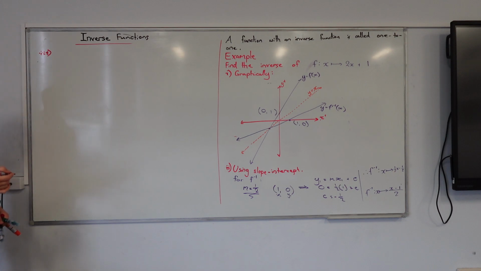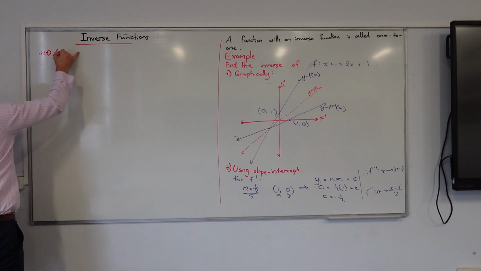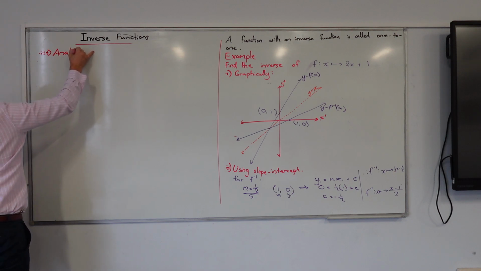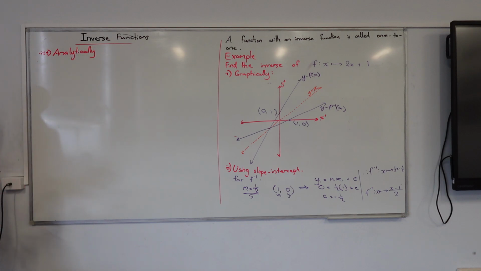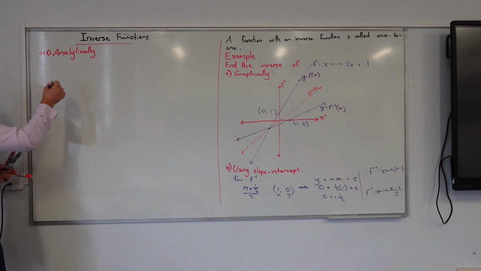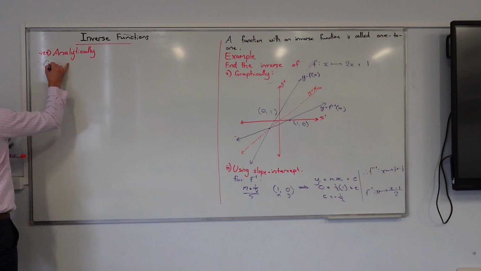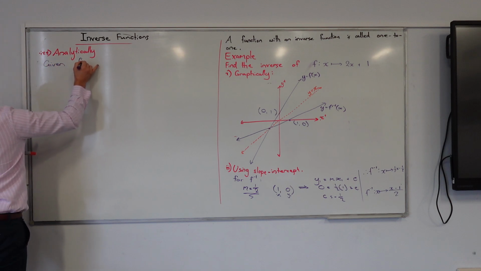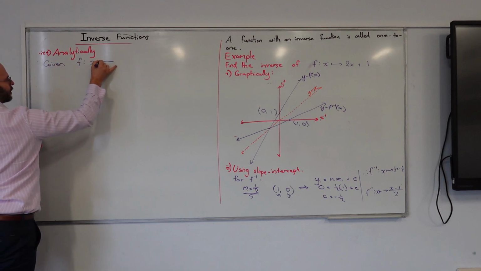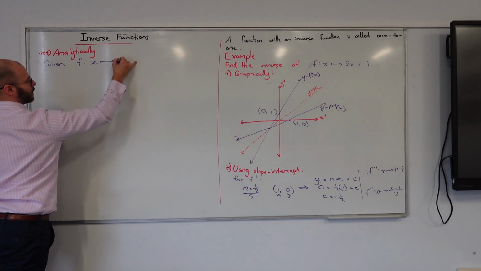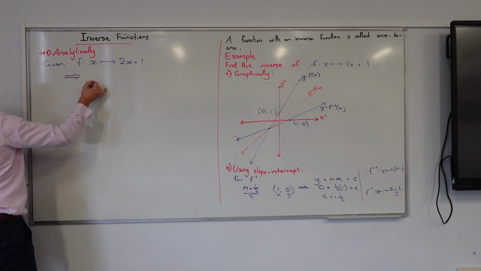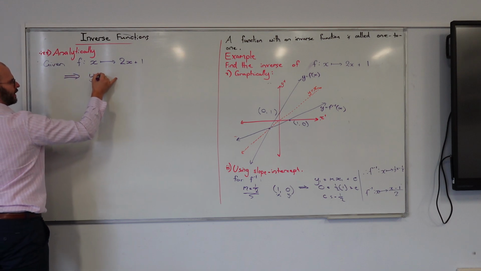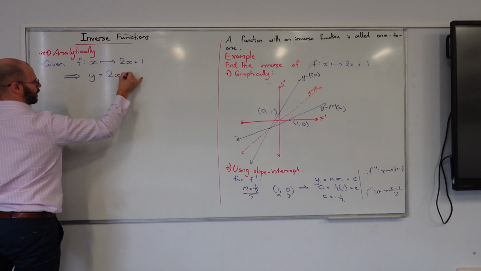This is my favorite way to do it. This is analytically. Yeah, analytically. That's a good way to spell it. Okay, so first one, given our function is machinery that turns x into 2x plus 1. What you can do is you can write this as y equals 2x plus 1.